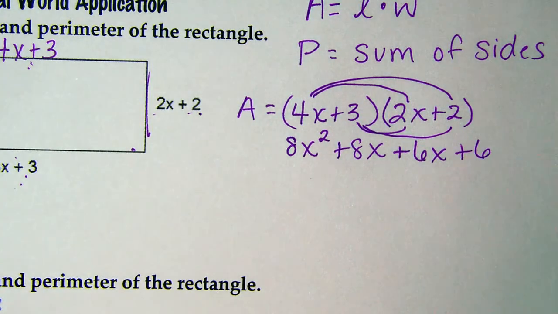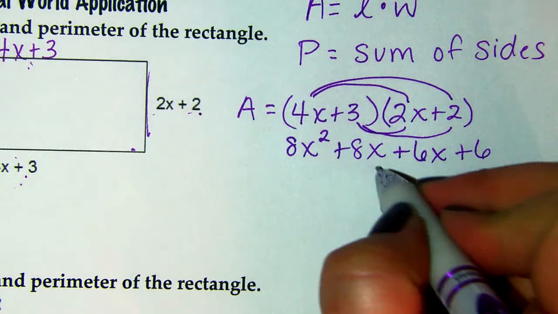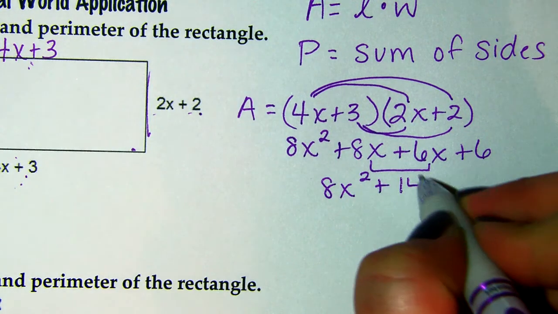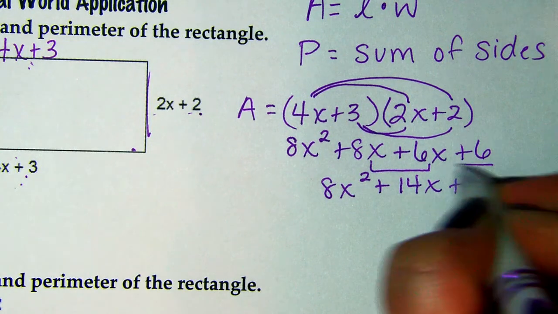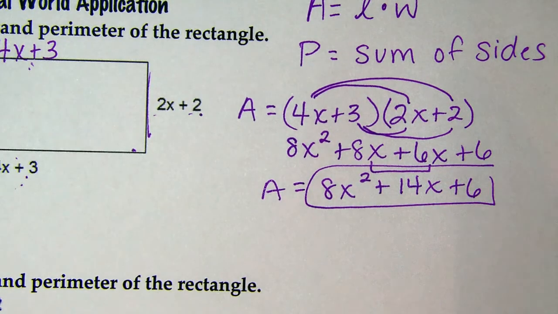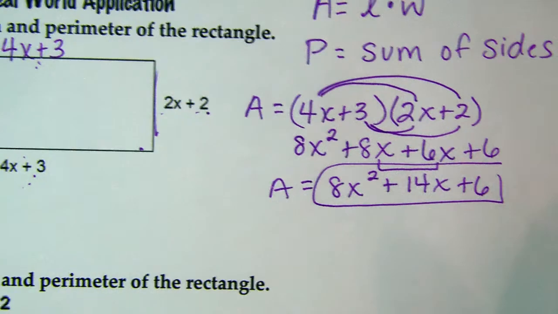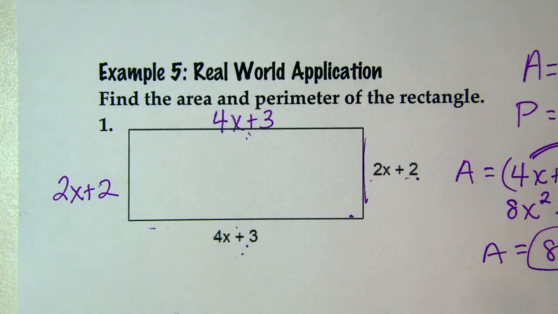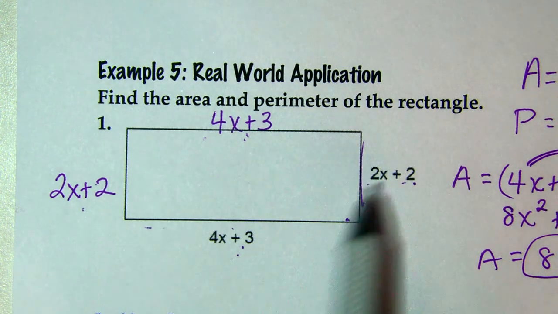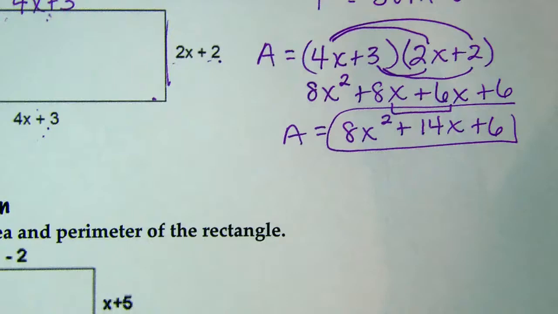And then combine like terms. The 2 in the middle match, so we can combine those. So you get 14x and then 6. So that's the area. And then perimeter is the sum of all the sides. So the 4 sides here we're going to add together. It doesn't matter how you start this, we're just going to put all 4 sides added up together. So this is perimeter.